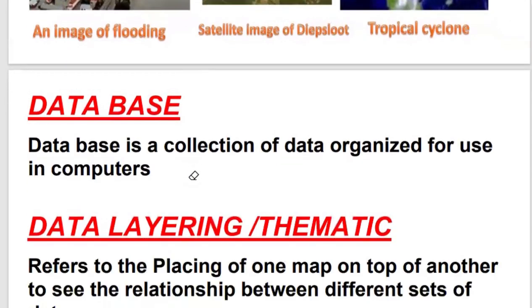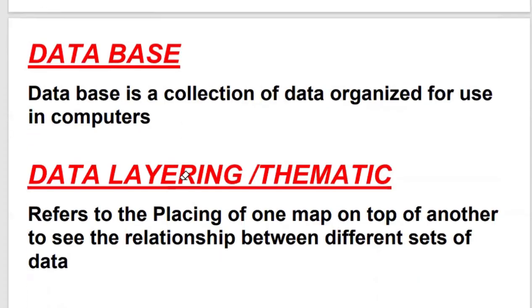Then we have some other concepts. We have a database. A database is a collection of data organized for use in computers. It's a collection of data which is organized for use. So we can access a database and get specific information of geographical use that you might be interested in. Then we move on to data layering, or what we call thematic.